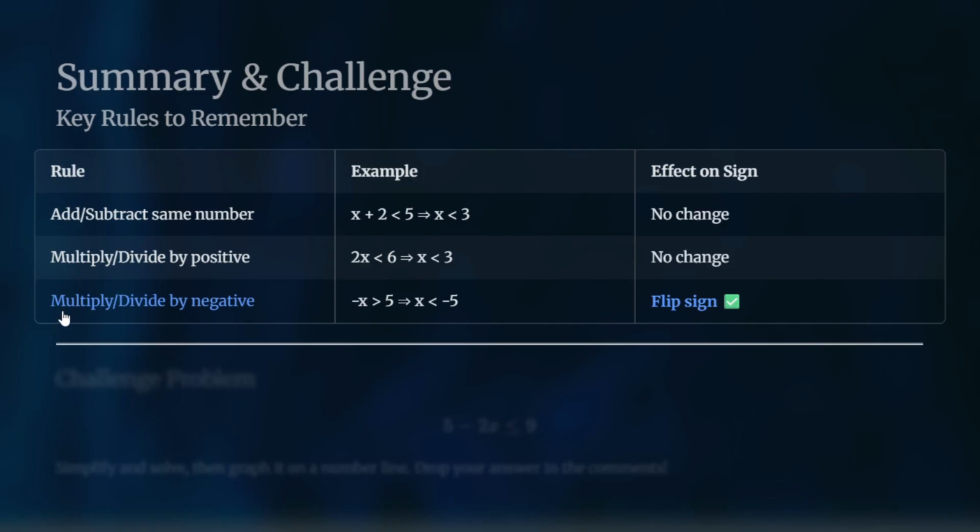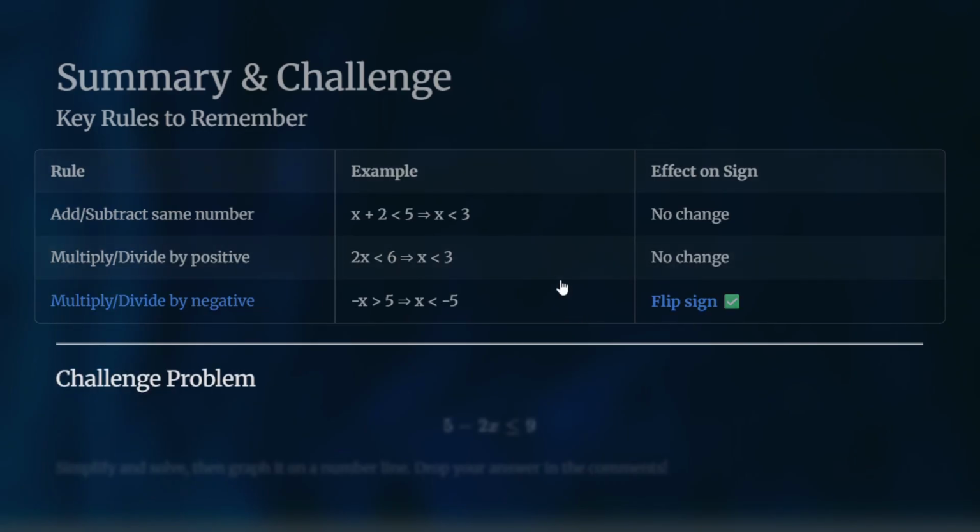But if you multiply or divide by a negative number, you need to flip the sign. So for instance, if we have negative x is greater than 5, in order to solve for x, you must divide or multiply by negative 1. Therefore, x is less than negative 5. So notice how greater than became less than. We flipped the sign.